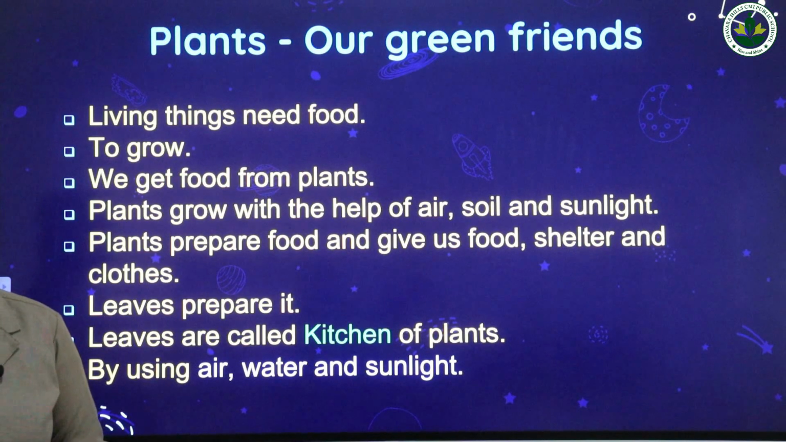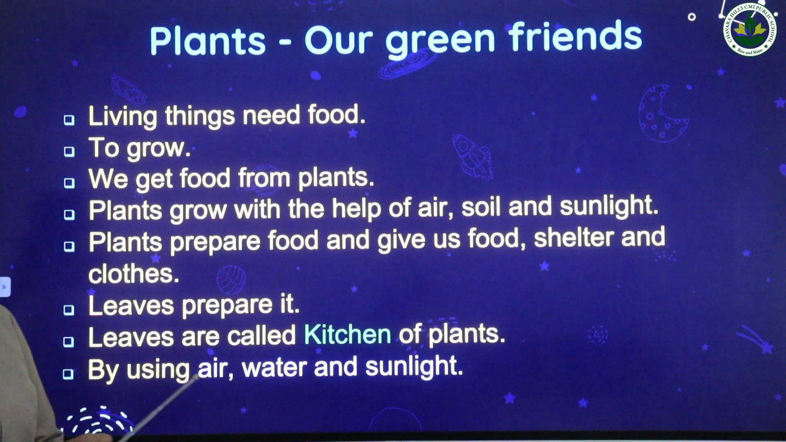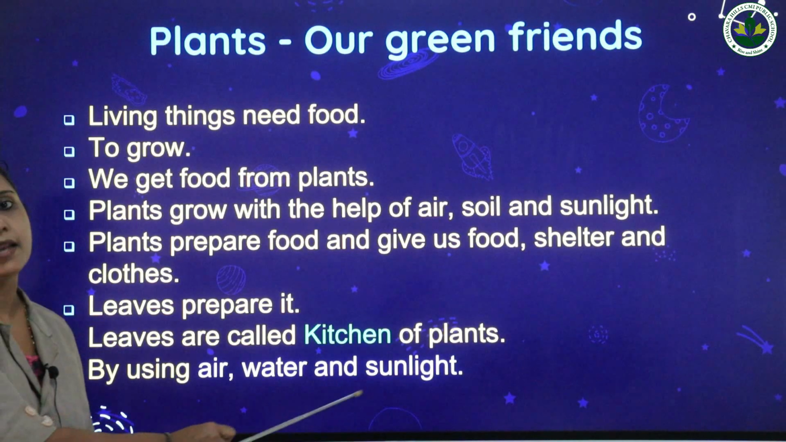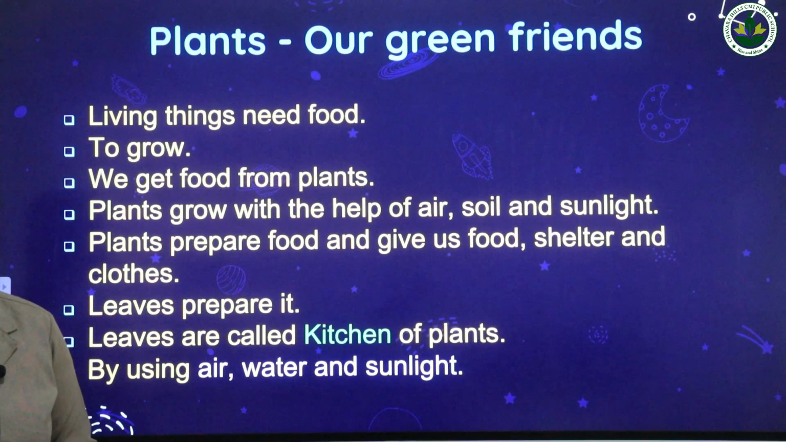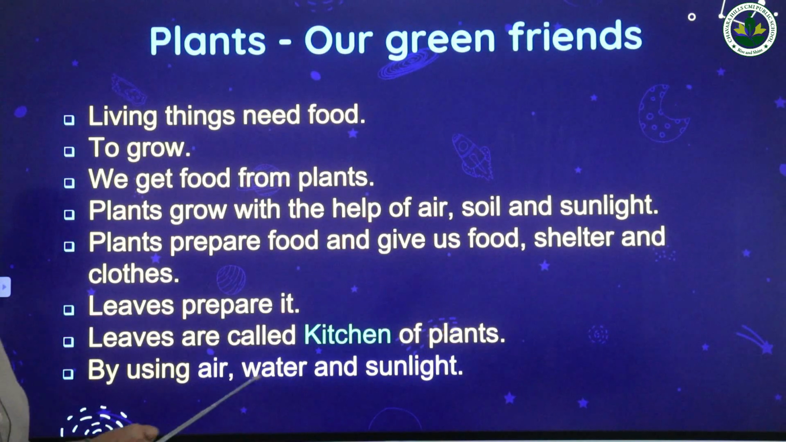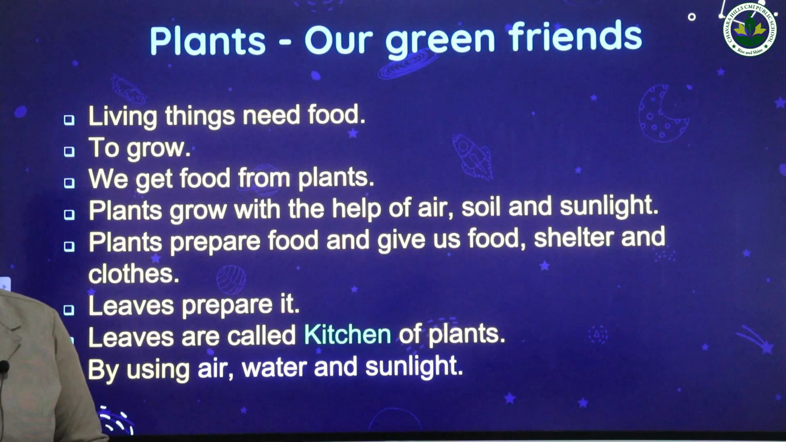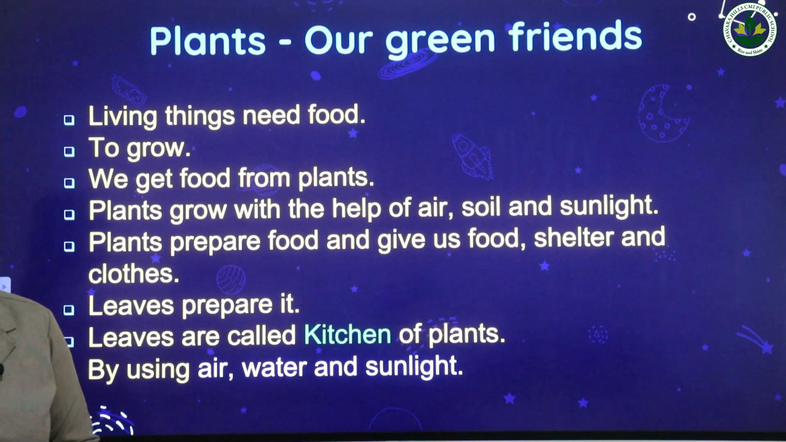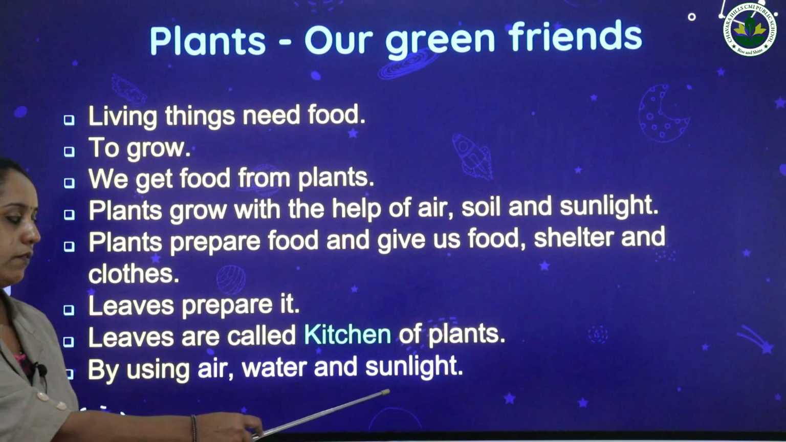Now for preparing food we need something. So here the plants make use of air, water and sunlight to make food. So how do plants make food? Plants make food by using air, water and sunlight. So do they make food in the daytime or at the night time? Yes, they make food in the daytime, because only in the daytime we have sunlight.